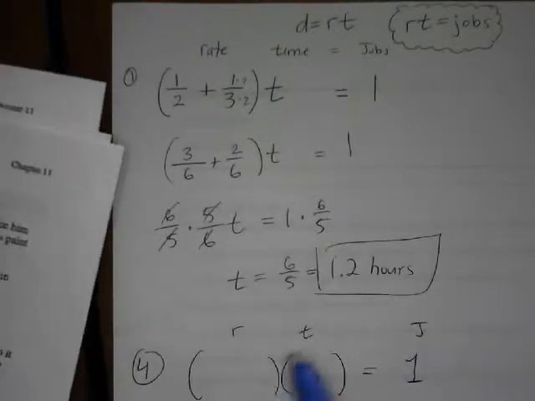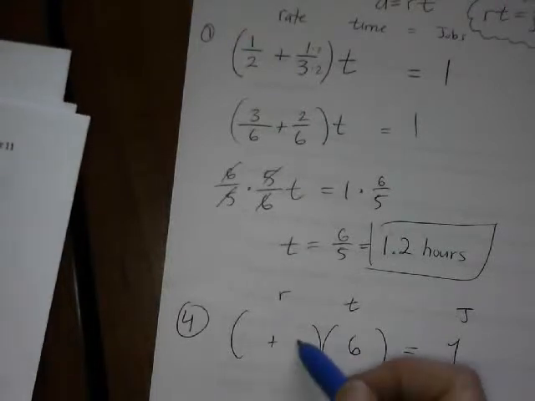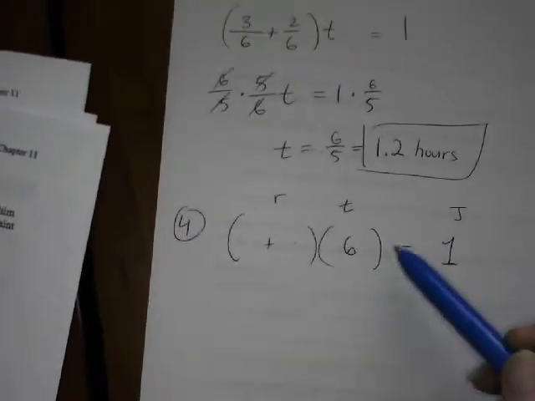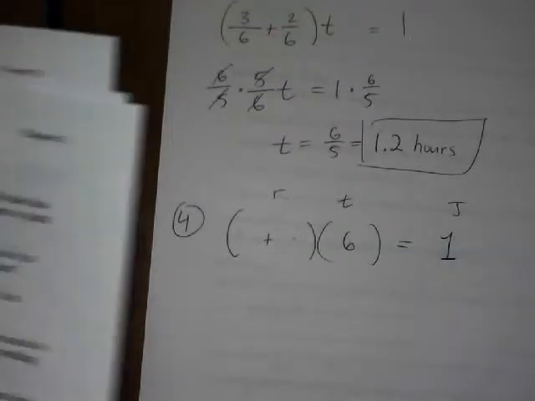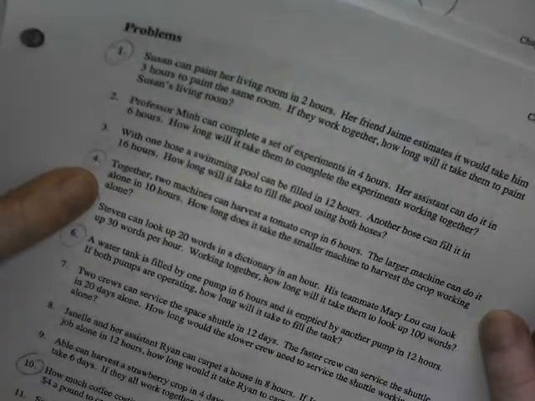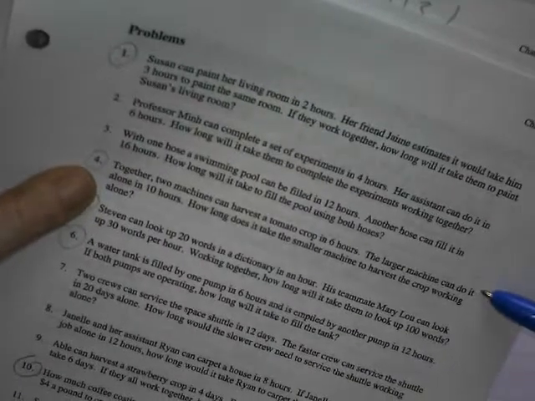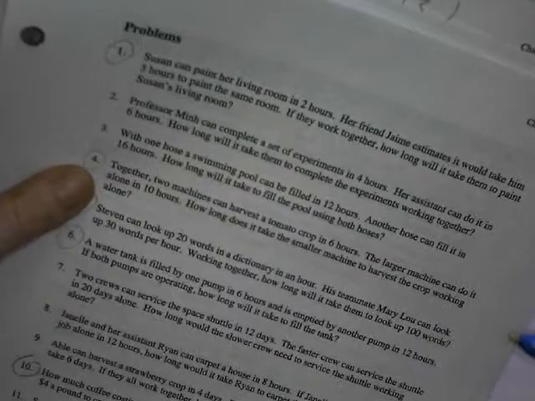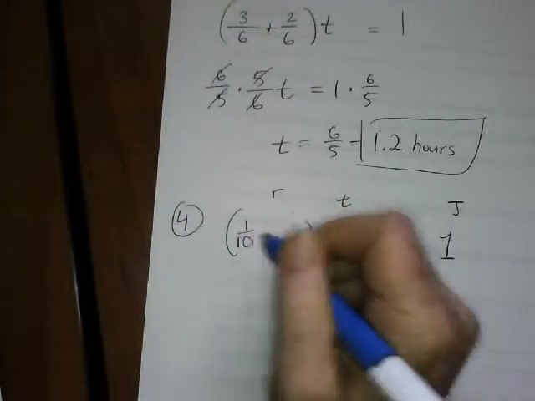Okay, and there's 2 machines, so it's going to be the rate of the first machine plus the rate of the second machine. And in 6 hours, they're going to harvest the 1 tomato crop. So let's see. The larger machine can do it alone in 10 hours. So that means the large machine's rate is 1 tomato crop in 10 hours, or 1/10 of a tomato crop per hour.